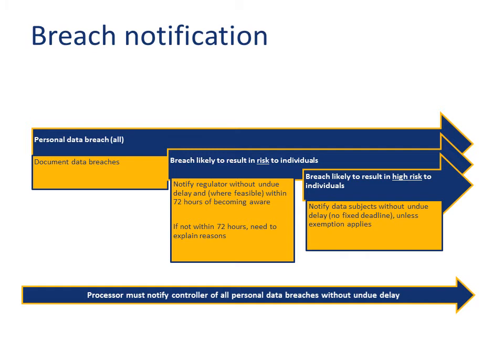If individuals are to be notified, you must tell them in clear and plain language the nature of the personal data breach, and, at least, the name and contact details of your data protection officer, if you have one, or other contact point, a description of the likely consequences of the breach, and a description of the measures taken or proposed to be taken to deal with the breach and mitigate its effects.